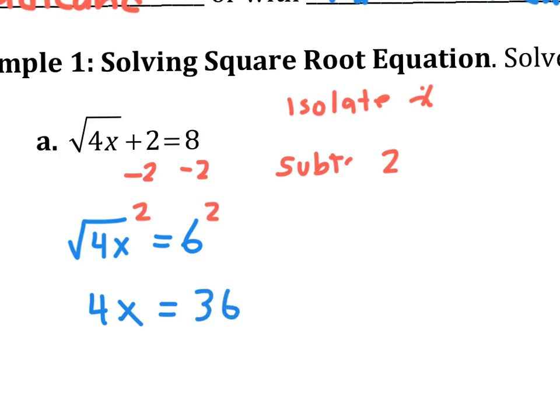So what did I do here? I squared both sides. Why did I do that? Because it was undoing, it's the inverse of the radical.